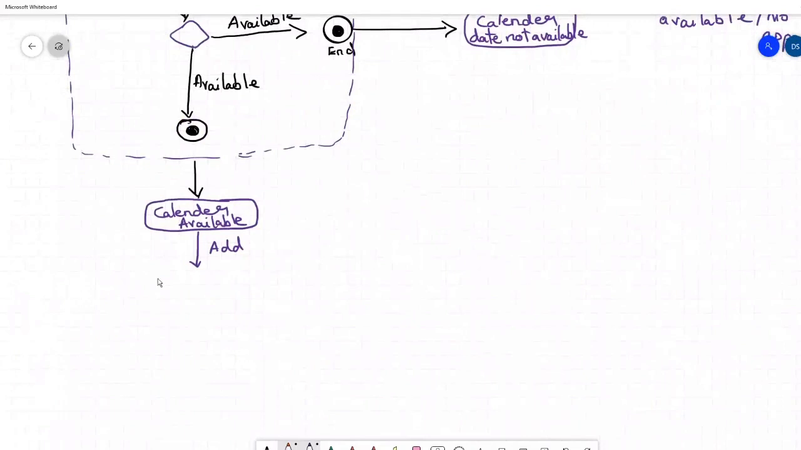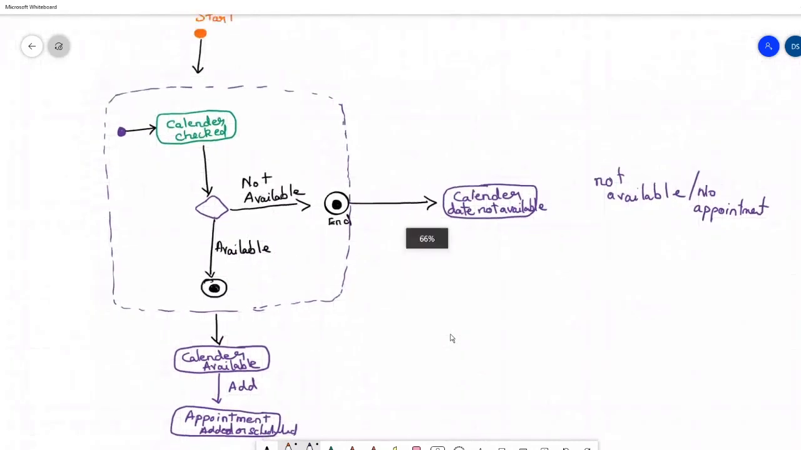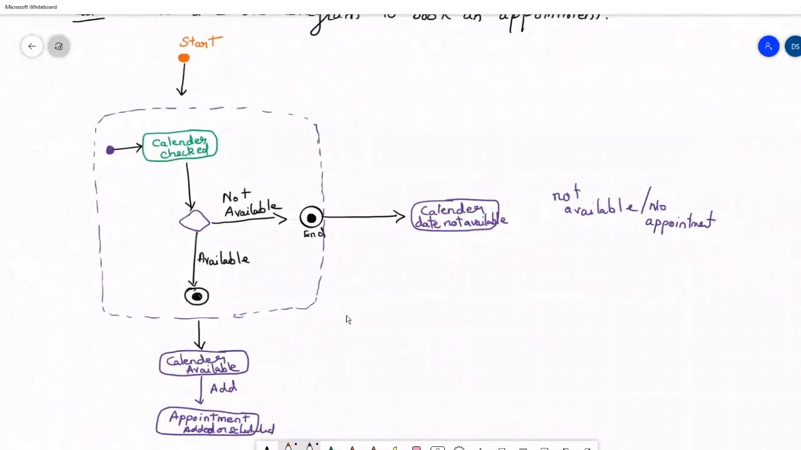appointment scheduled. You can write appointment added or scheduled. So this would be the basic diagram to book an appointment. If you want to skip this one directly, you can say start, check availability, calendar available, book, not available, so end. Appointment not booked, appointment not confirmed. You can draw that also, but I just thought of showing you the other way how we can draw a state diagram in a different way also.